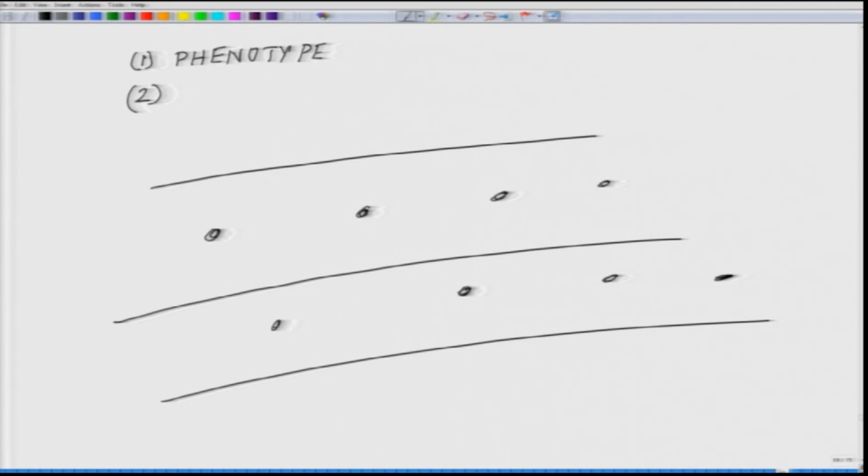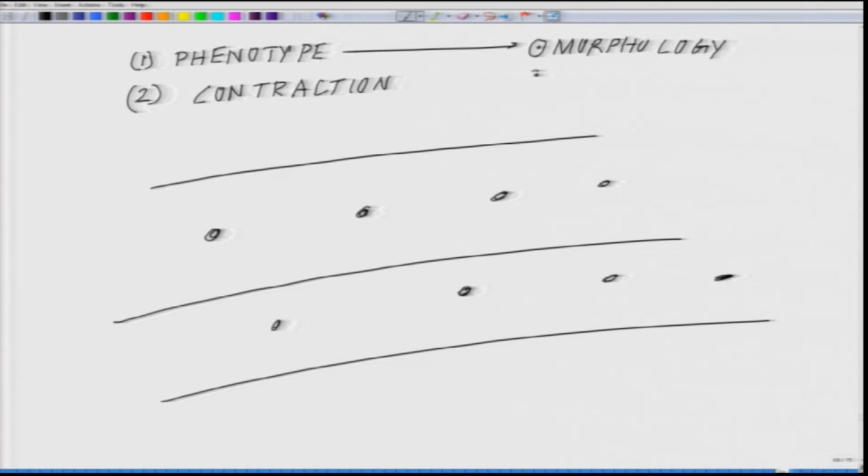what is expected in functionality is that it should contract either by stimulation or without stimulation. Contraction, step 2. If it contracts, then in terms of the phenotype, not only the gross morphology, but also the expression of myosin heavy chain protein.